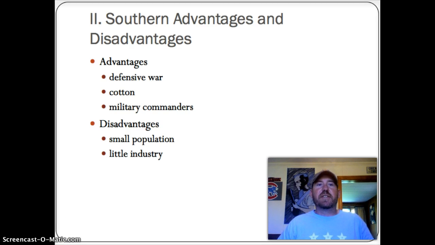As far as the advantages and disadvantages from the Southern perspective, number one, they could fight a defensive war. In other words, they didn't have to go in and attack the North or anything like that. They could hunker down and stay at home. Also, they had cotton, which was one of the most valuable economic commodities at this time. And also, like I said, a lot of the military commanders who were capable and experienced were located in the South. As far as their disadvantages, they had a relatively small population compared to the North, and little industry because, as we've talked about, most of their economy was based on the plantation system with cotton and slavery. So they didn't really have a need for factories, and because of that, they won't be able to produce as many war goods as the North.